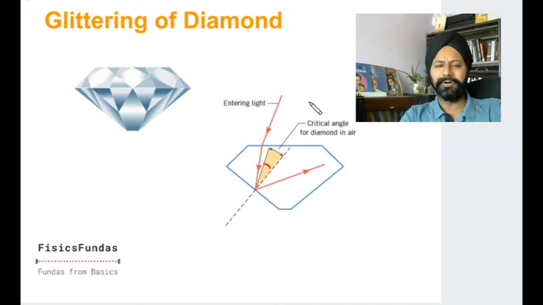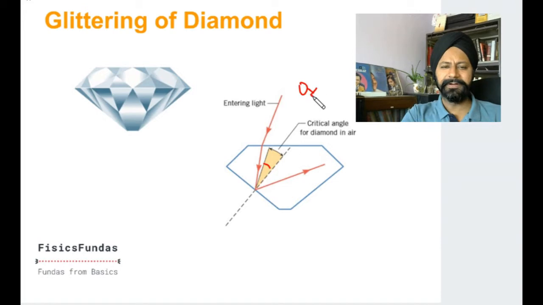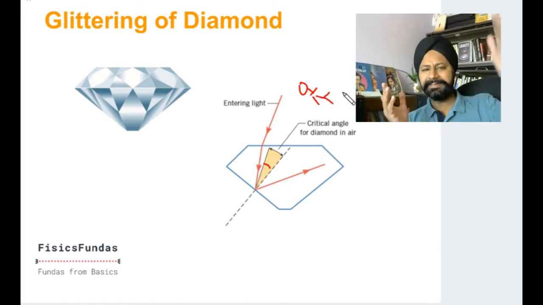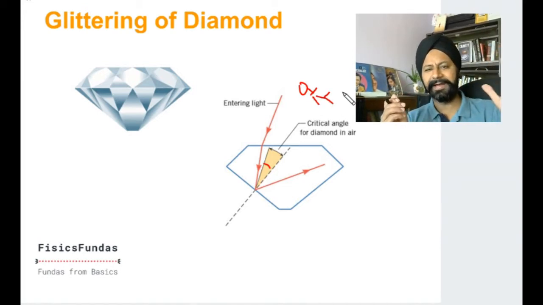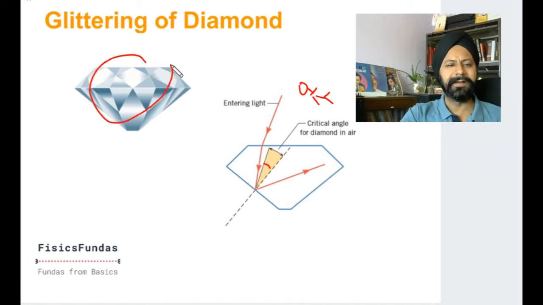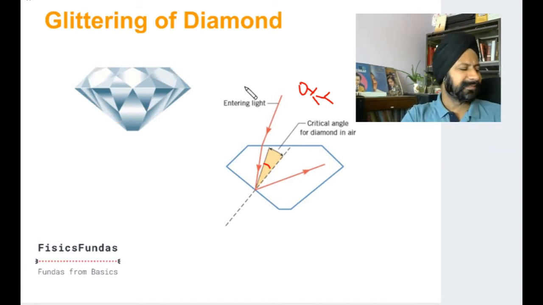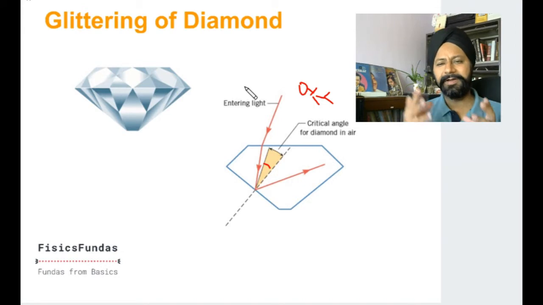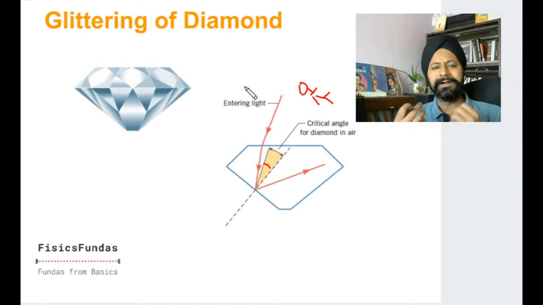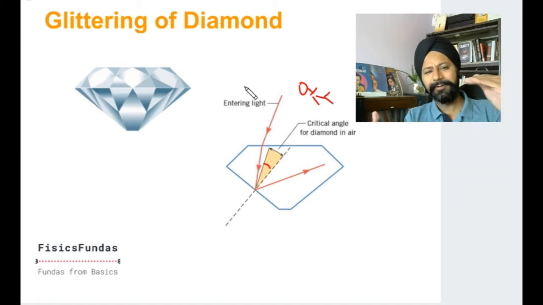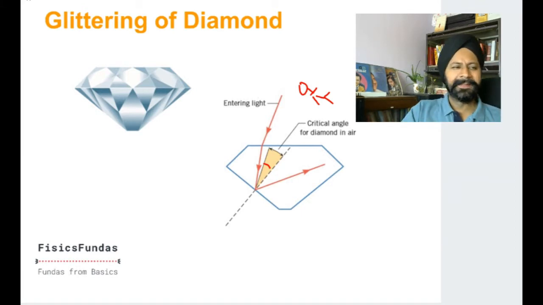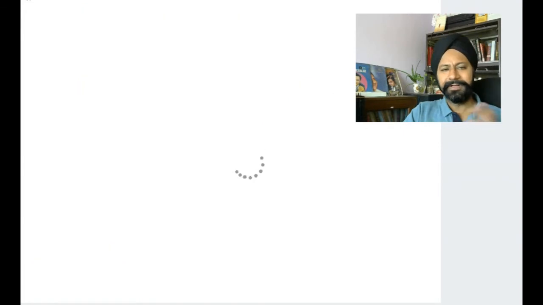So if you're observing the diamond from here, most of the light that is traveling into the diamond is coming back, and that's why you see all this glitter here. And obviously it's not just the diamond, it's the craftsmanship of those artists, the craftsmen who actually carve it that way. So that's why you have to craft the diamond, not just the raw diamond. They cut it in such a way that the light that goes in, most of it comes out. So that's one application of total internal reflection.